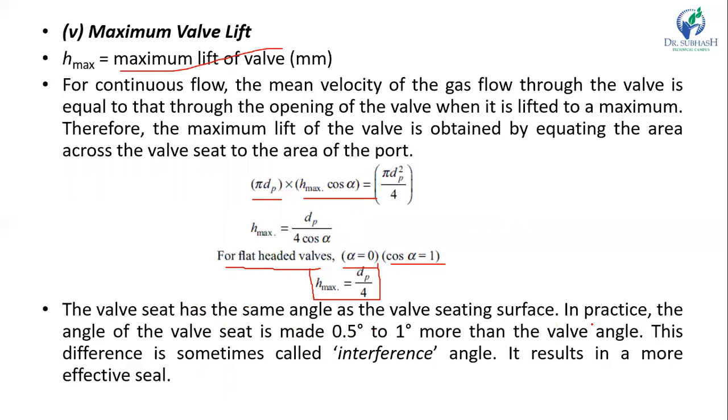Okay, so this valve seat has the same angle as the valve seating surface. The angle of the valve seat is made 0.5 degree to 1 degree more than the valve angle. This angle difference between the valve angle and the valve seat angle is sometimes called the interference angle, and it results in a more effective seal.